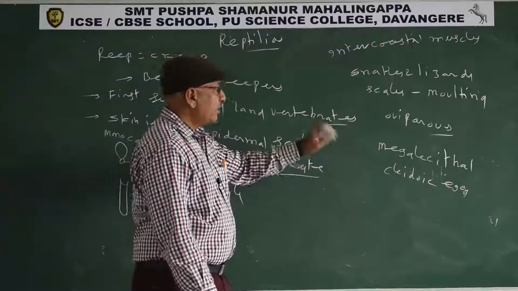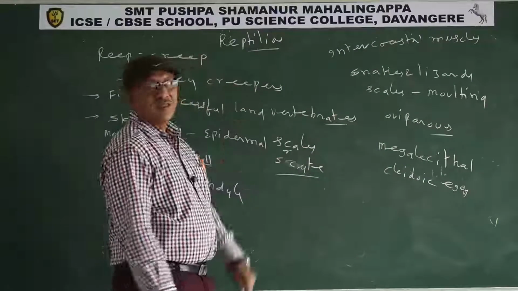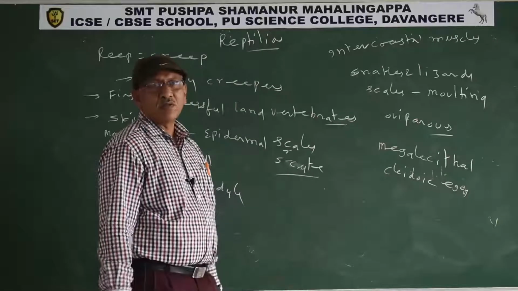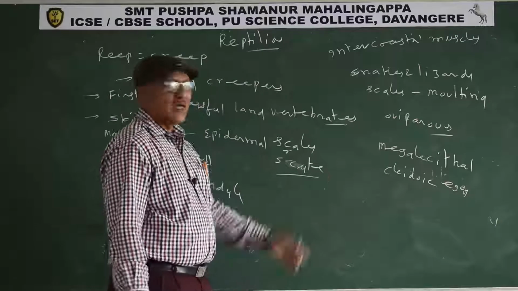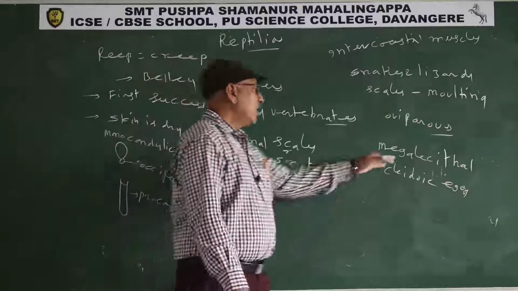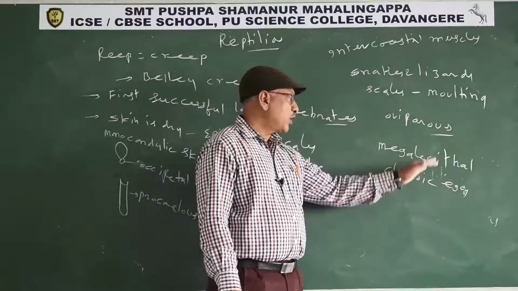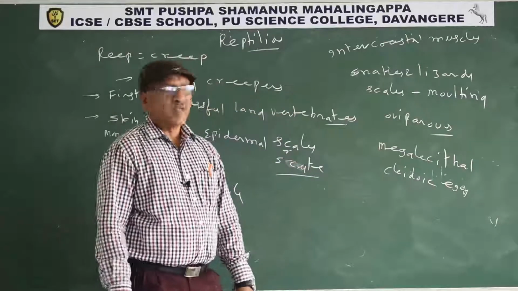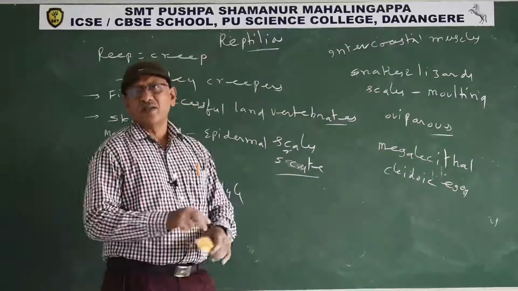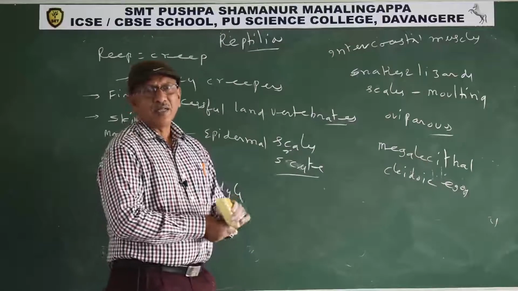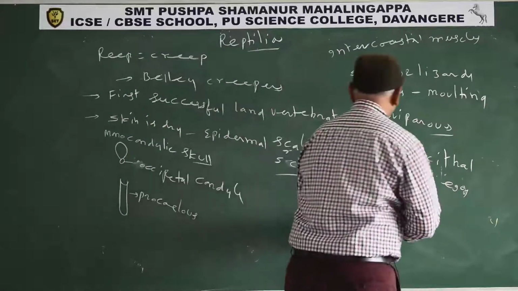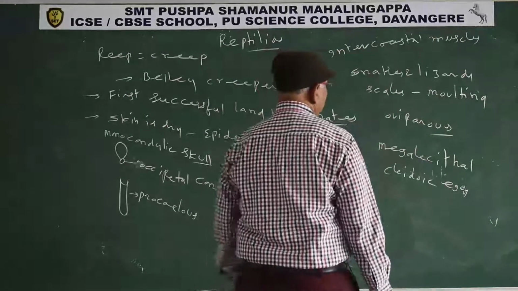So megalecithal cleidoic eggs occur in Reptilia and Aves also. Birds' eggs are also megalecithal or cleidoic eggs. Megalecithal means abundant amount of yolk material. Cleidoic eggs means shelled eggs. The egg is protected by a shell.